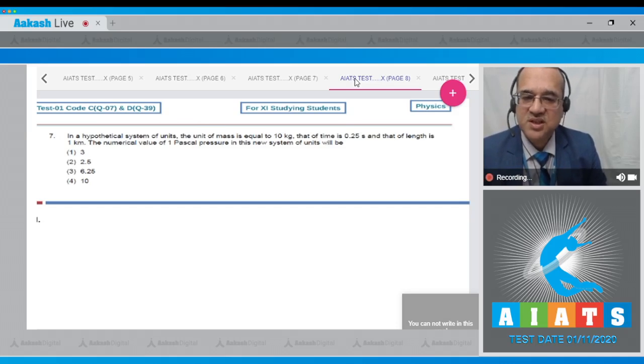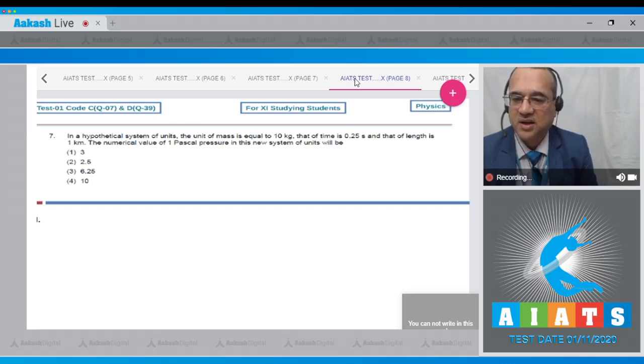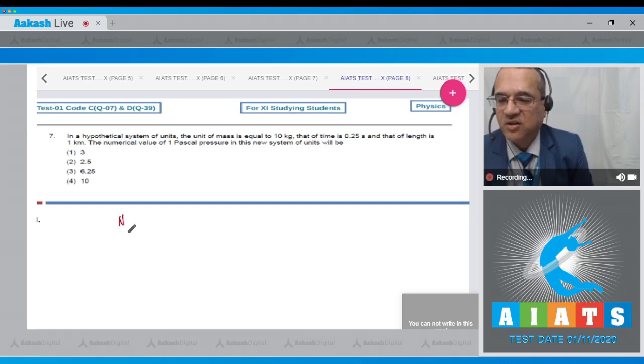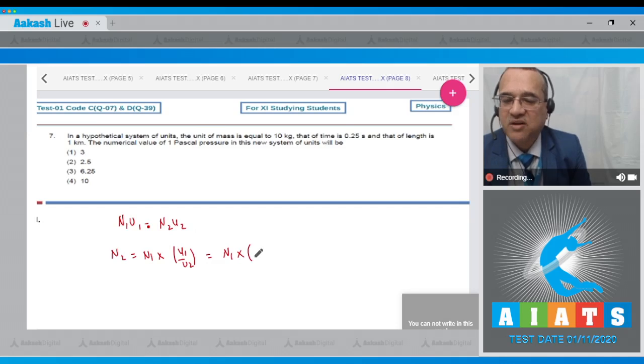So dear student, this question is based on the conversion from one system to another, and we use the homogeneity principle in dimensional analysis to solve this question. The concept is that n1 u1 should be equal to n2 u2. That is the rule of conversion. Therefore, n2 is equal to n1 u1 by u2. Here u1 and u2 are rewritten in terms of fundamental units. So this is n1 (M1/M2)^a (L1/L2)^b (T1/T2)^c, right? And what are a, b, c?